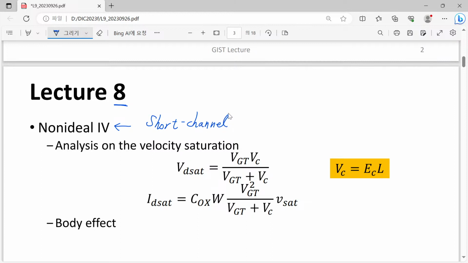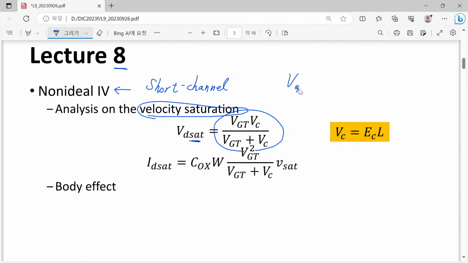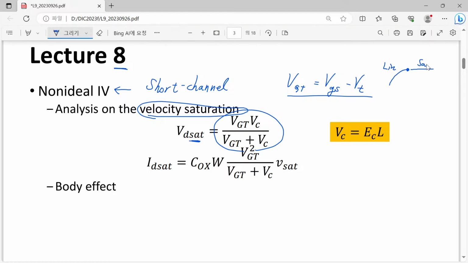The main body of our previous lecture 8 was devoted to the velocity saturation effect, and as a result of that analysis we found that the saturation voltage is given by this form. Here V_GT is the gate overdrive voltage, so this is quite typical for our consideration. In the case of a long channel MOSFET, this determines the position where we have the transition from linear region to saturation region.